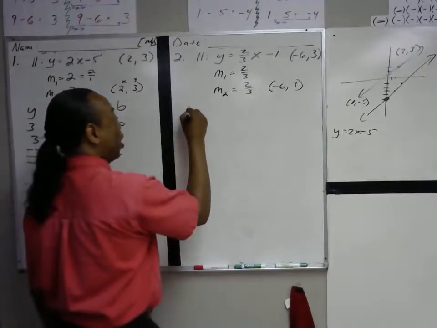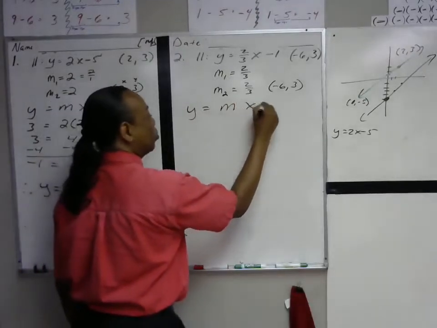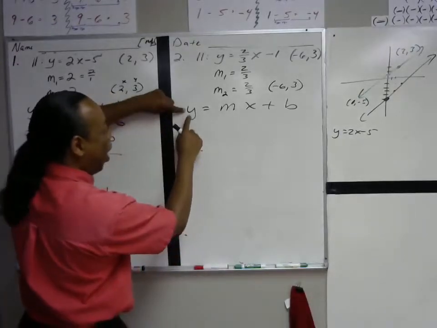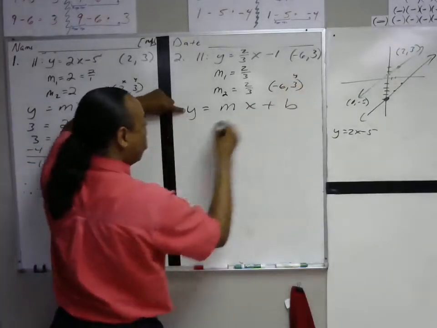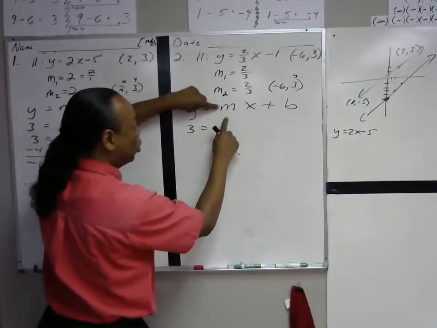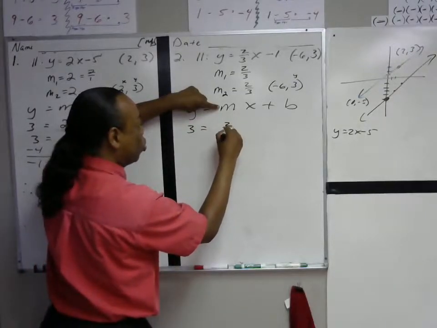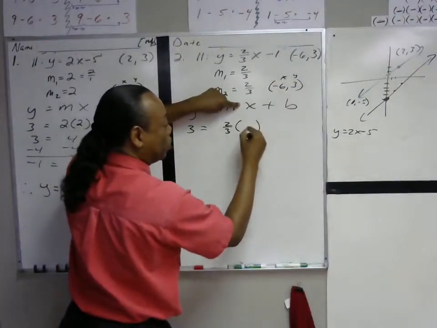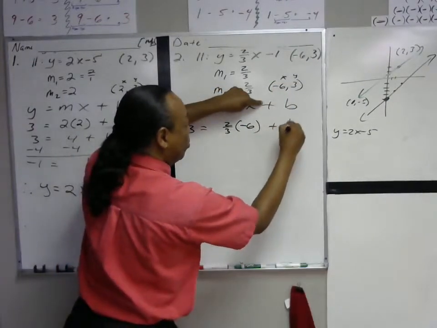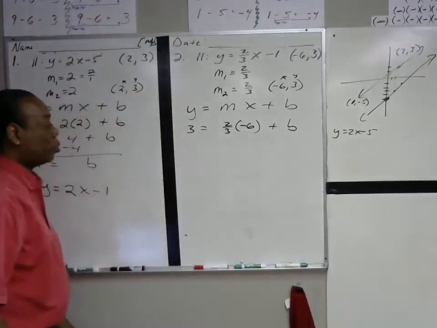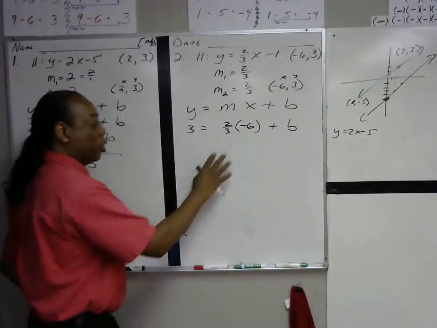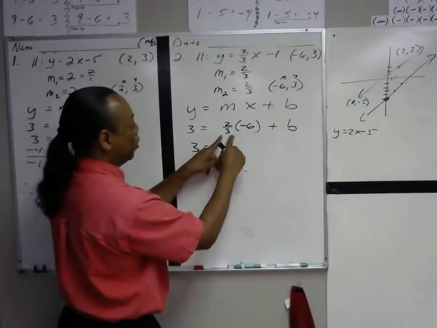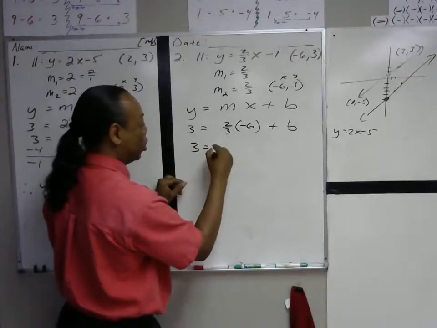So let's make that line. y equals mx plus b, point slope formula. The y here is going to be 3. The slope here is going to be 2/3. The x is going to be a -6 plus b. Now we're going to simplify this part right here. So this will be 3 equals. And this is a positive times a negative, so that's going to be a negative answer.